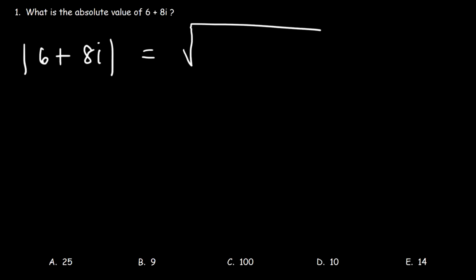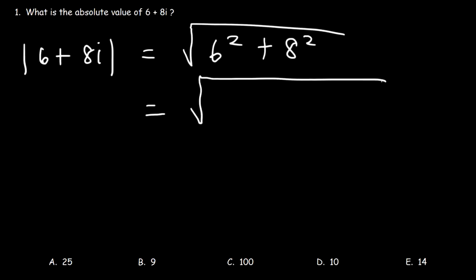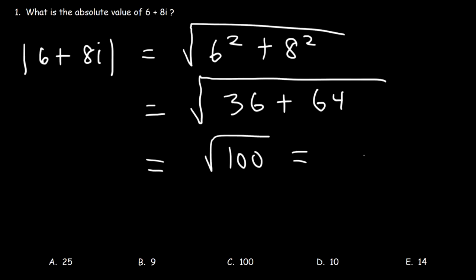Number 1, what is the absolute value of 6 plus 8i? The absolute value of 6 plus 8i is equal to the square root of 6 squared plus 8 squared. 6 times 6 is 36. 8 squared, which is 8 times 8, that's 64. 36 plus 64 is 100, and the square root of 100 is 10. So therefore, D is the right answer.